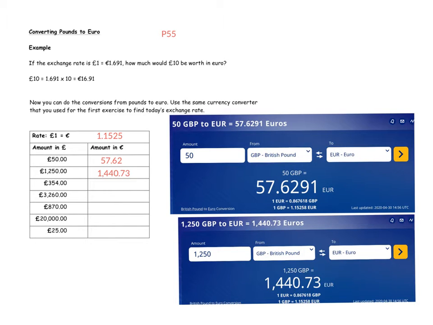Okay, so you can see the first two. Every single time you multiply 50 by the rate, then 1,250 by our rate, and the next one by the rate, and the next one by the rate, and so on. So just try to fill it in.